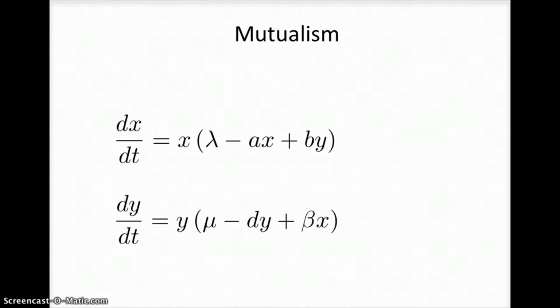x of t denotes the density of one species, y of t denotes the density or population size of the other species. Very importantly, the interaction terms b x y and beta x y appear as an addition in each of the equations, and that is consistent with the positive nature of the interaction.